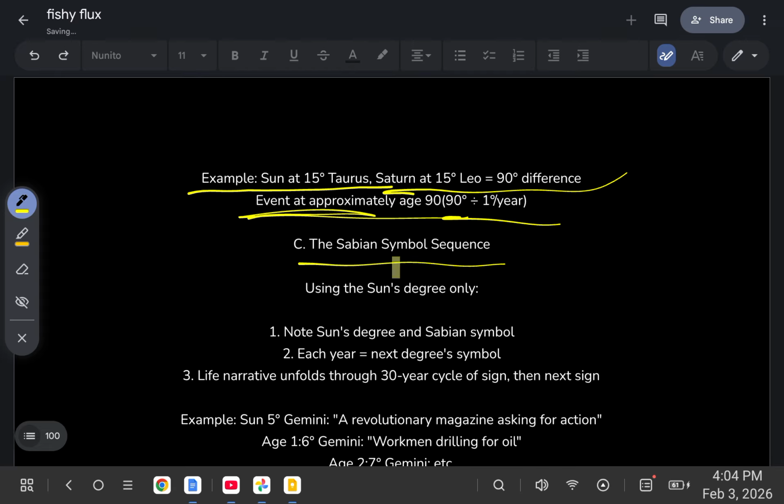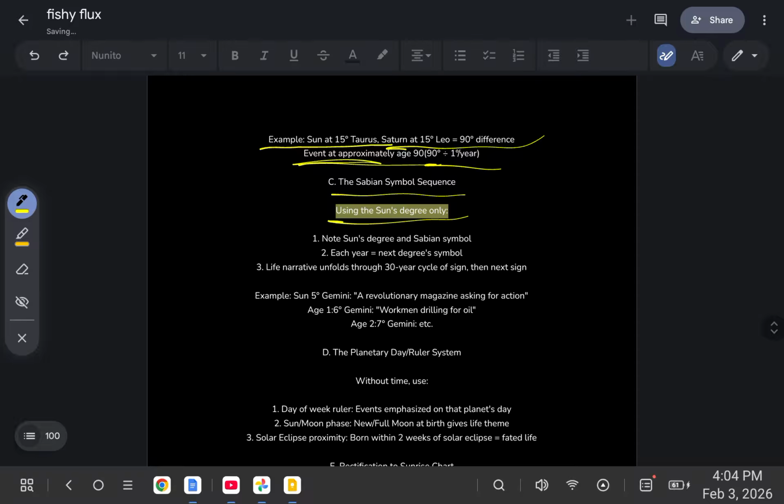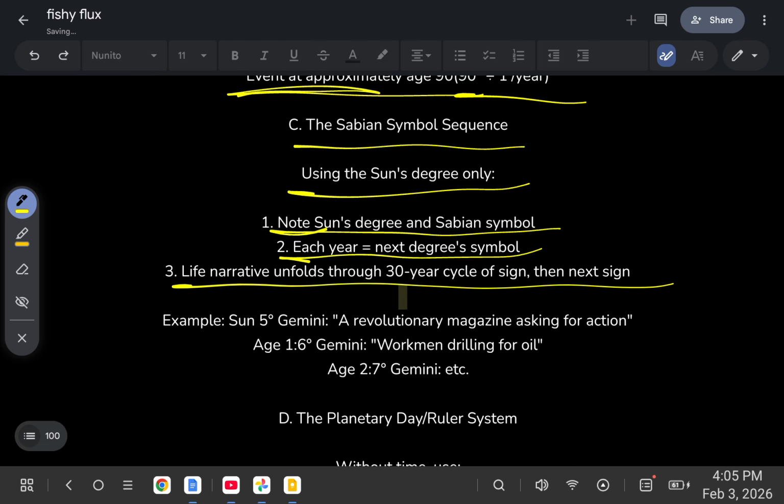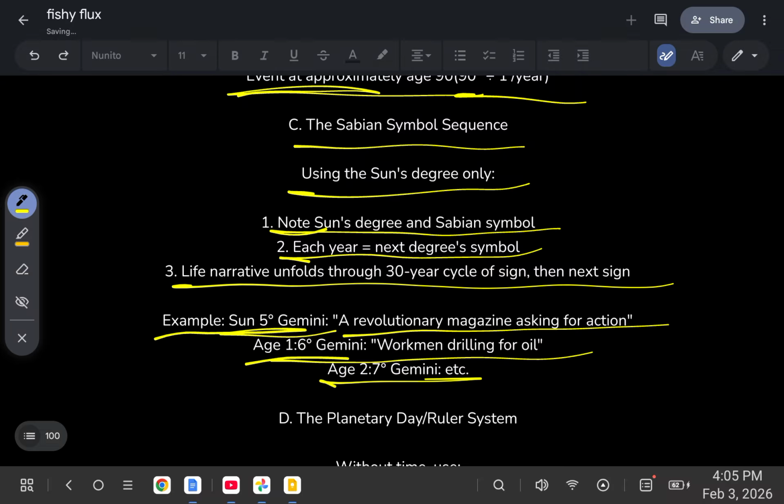Next, we have the Sabian symbol sequence. Using the sun's degree only, we note the sun's degree and Sabian symbol. Each year equals the next degree symbol, and the life narrative unfolds through a 30-year cycle of a sign, then the next sign. For example, Sun at 5 degrees Gemini, a revolutionary magazine asking for action. Age 6, 6 degrees Gemini, workmen drilling for oil. Age 7, 7 degrees Gemini, etc.